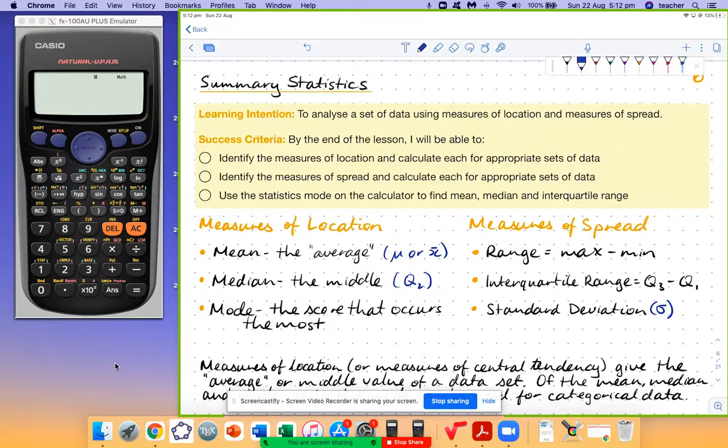And the last thing is we're also going to be exploring the statistics mode on the calculator to find mean, median, and interquartile range. There's a variety of other calculations that we can also do on a calculator, but we'll hold on to those for a slightly later time.